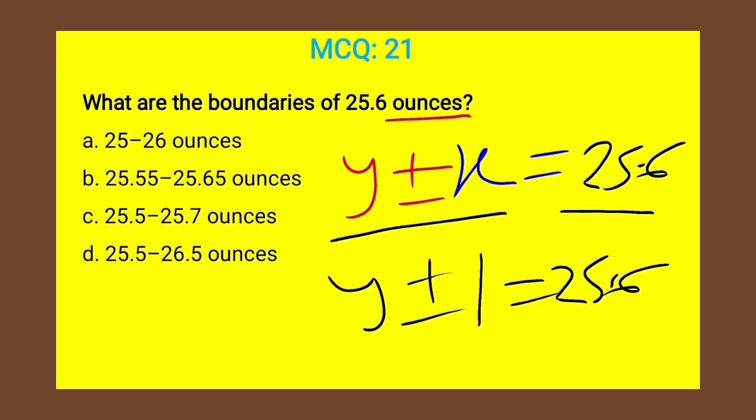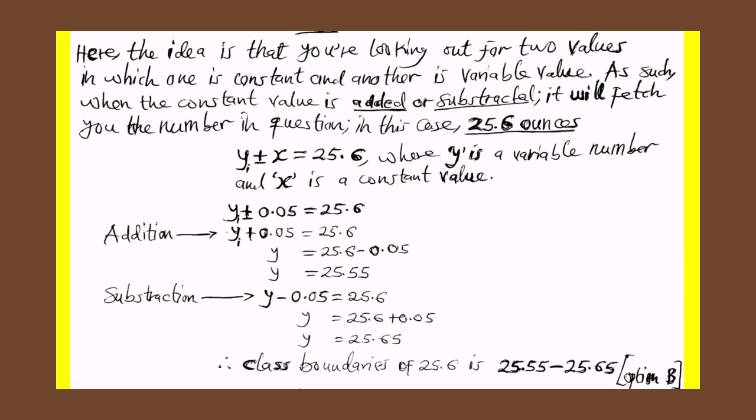So let's see the presentation I made. As I said, the idea is that you are looking out for two values, one a constant and the other a variable value. When the constant value is added or subtracted, it gives you the number in question, and here the number in question is 25.6, which I've underlined. I represent the constant value as x.